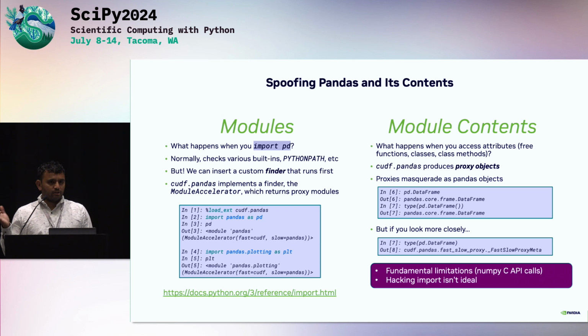Now, there are some fundamental limitations with this approach. We know that we can't proxy C API calls, for instance. And also, we're not terribly happy with the fact that this sort of hacking behavior of import is the way to do this. And so we're certainly looking for better ways all the time, and we're working with the community. But clearly, this serves a need, right? There are plenty of people who have pandas code that they can't or won't be able to change in the near future. And so this is an easy way to give people quick acceleration.